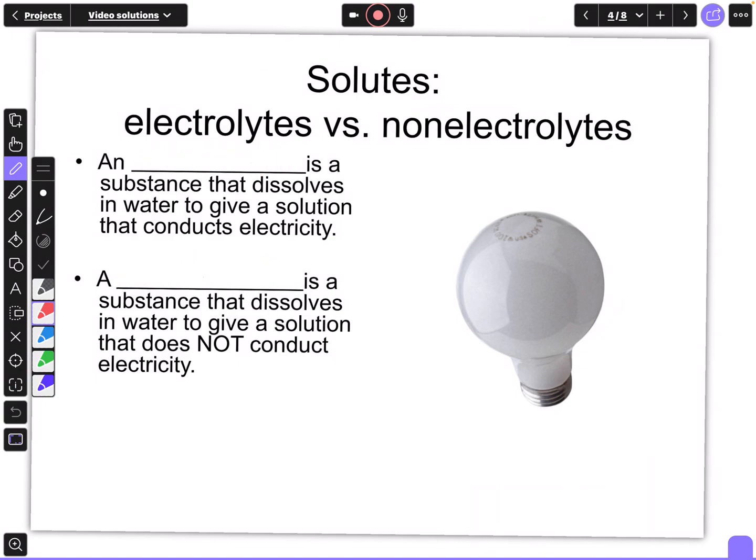Now, in terms of solutes, we have electrolytes and non-electrolytes. An electrolyte is a substance that dissolves in water to give a solution that conducts electricity. You've heard people drinking Gatorade for the electrolytes when you feel kind of dehydrated. That's when you need electrolytes. And a non-electrolyte is a substance that dissolves in water to give a solution that does not conduct electricity.